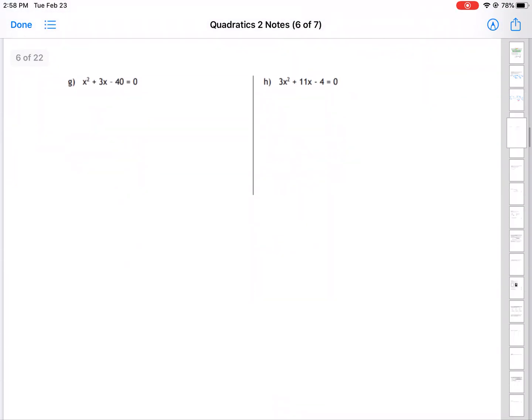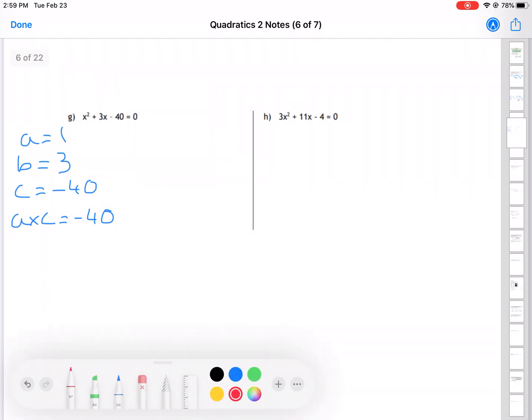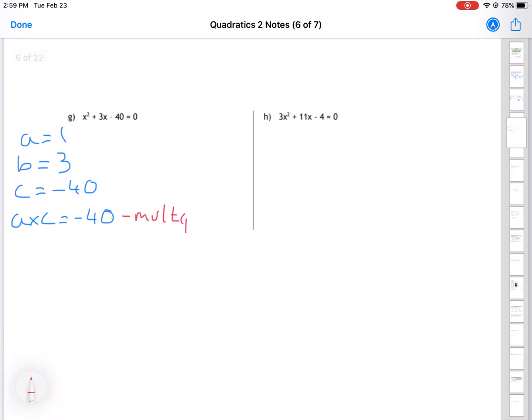Now we will continue doing this for examples G and H, and then I and J will do it a little bit differently as well. So G and H, we will do the same process. Get our numbers for a, b and c, and then find out what a times c is. a is 1, b is 3, c is negative 40. Got to be careful of that. So a times c is negative 40. That gives us then, we need to find two numbers that multiply to give us negative 40, and when we add them together, we get 3.